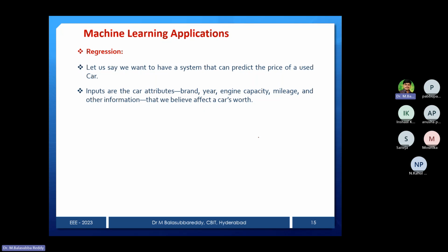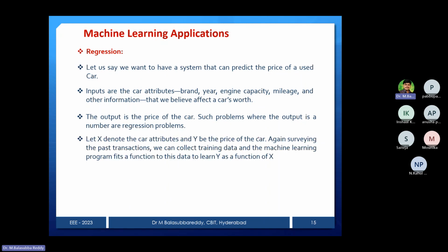In a similar fashion, in the car case also, if you enter the brand name, year of purchase, engine capacity, how much mileage it is giving, and some more information, then automatically, based on whatever affects the car's worth, we are able to identify the car's worth. The output is the price of the car. Such problems, where the output is a number, are regression problems. Let X denote the car attributes and Y be the price. That is the final attribute, or the target, you can say.